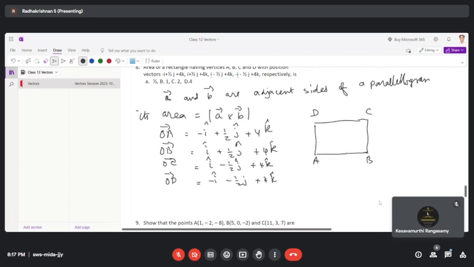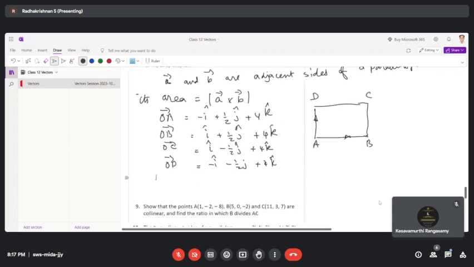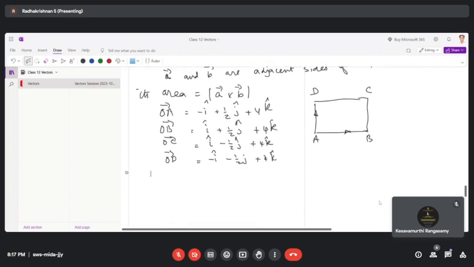So that is enough for us, because once two adjacent sides are known, all we have to do is take the cross product and take its magnitude. So what is AB?